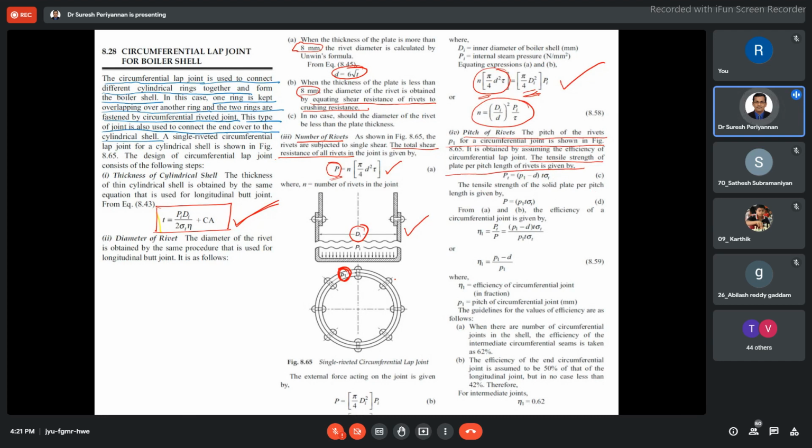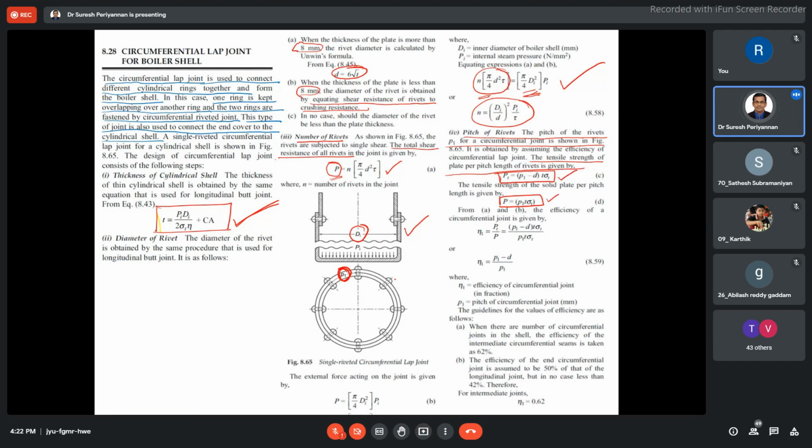The tensile strength of the plate per pitch, which condition is this? This is the solid plate condition. Now, while a rivet is provided, it is the after-riveted condition: the tensile strength of the plate per pitch length after the rivet is provided. This one is the solid state condition.